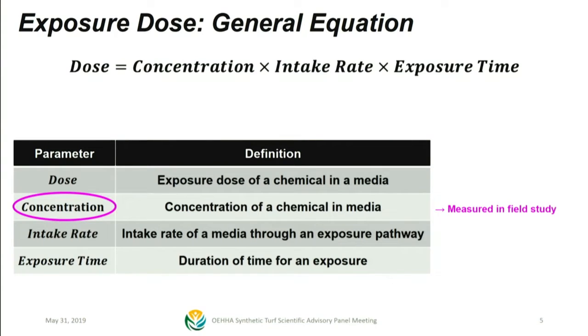So chemical concentrations in air and crumb rubber, including bioaccessibility measurements, will be measured in the field study and will be used for the concentration parameter values. Different media will be covered in different pathways. Air concentrations will be used for inhalation, and crumb rubber chemical concentrations will be used for ingestion and dermal pathways.